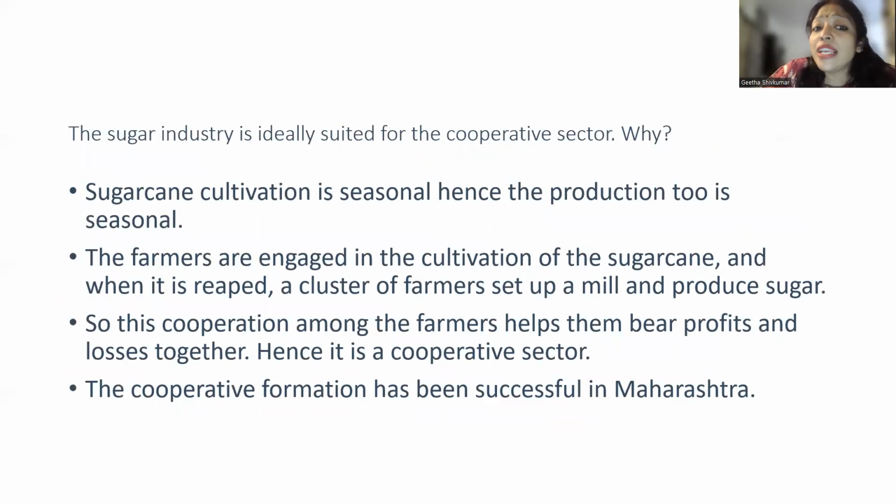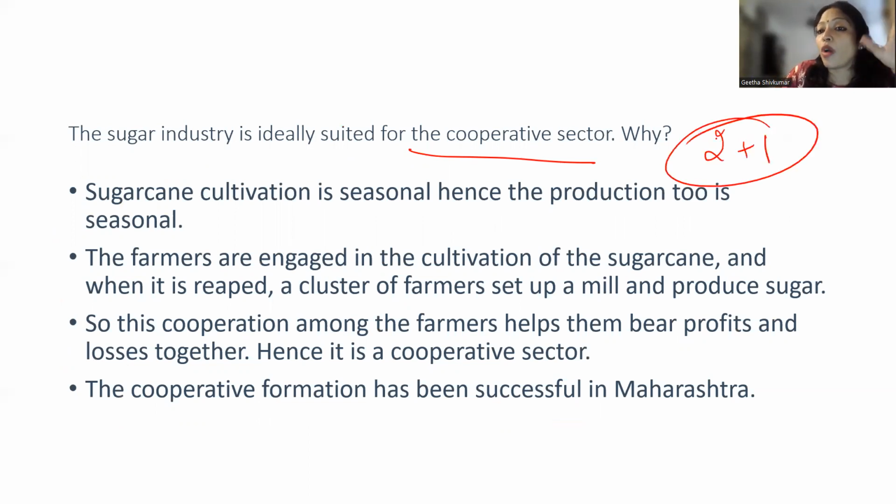The sugar industry is ideally suited for the cooperative sector. As I was telling, most of the sugar industries are cooperative in nature. It comes under the cooperative sector. What are the reasons? Again, the question will come with a combination, like 2 plus 1, or they can ask you 1 plus 2, whatever combination. So you should know the reason why it comes under the cooperative sector.